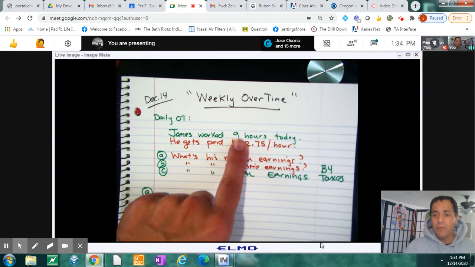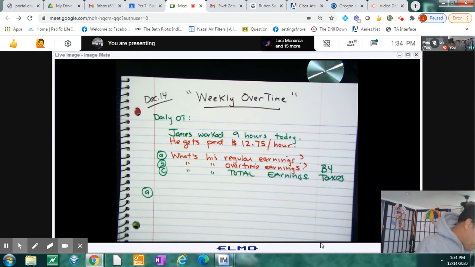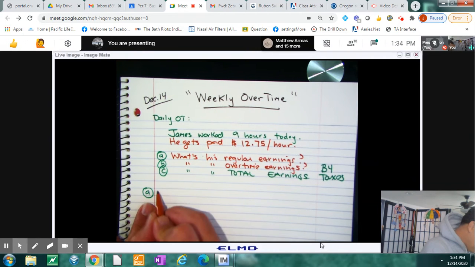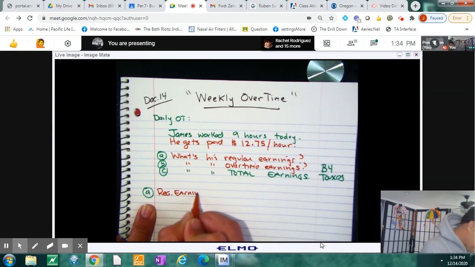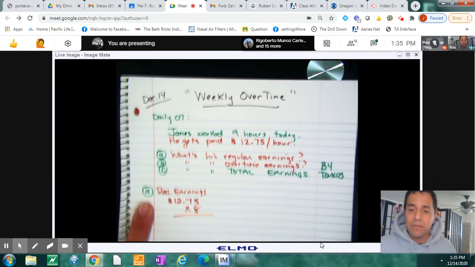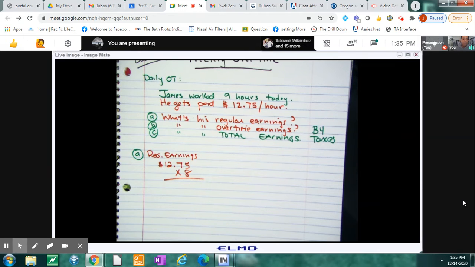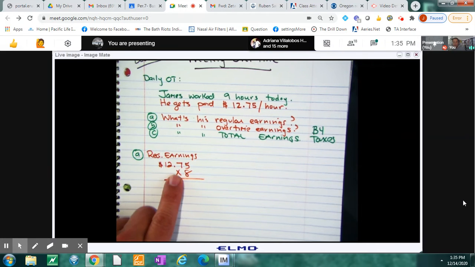No, it's not. Remember, overtime is 8, and anything after 8 is overtime. So the regular earnings is 12.75 times 8. Why 8? Different companies may calculate it differently. You just have to find out. So times 8.